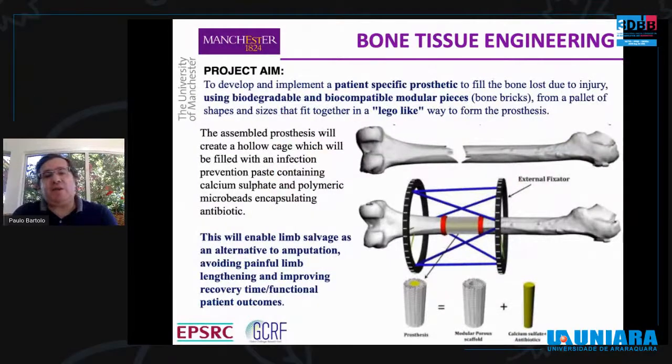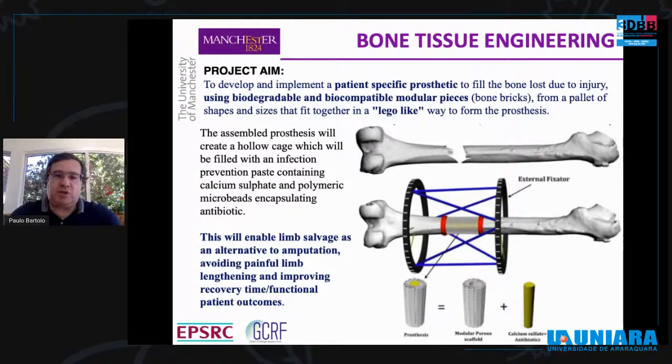And the aim of the project is to develop and implement a patient-specific prosthetic to fill the bone loss due to injury using a combination of biodegradable and biocompatible modular pieces, the so-called bone bricks, from a palette of shapes and sizes that fit together in a Lego-like way to form the prostheses. So once assembled, they create a hollow prosthesis, and this internal hollow cage is filled with a calcium sulfate paste containing antibiotics. We have a commercial partner which will be responsible for the commercial exploitation of the technology being generated.